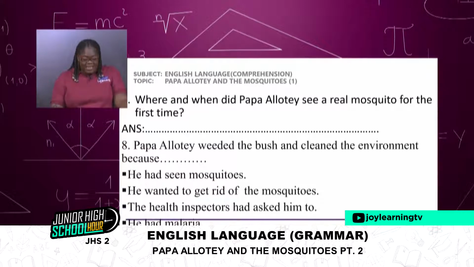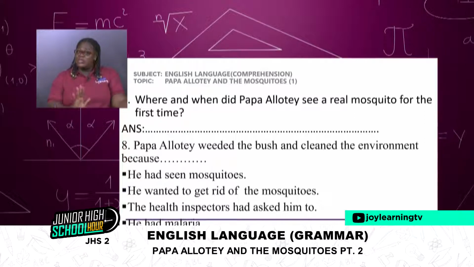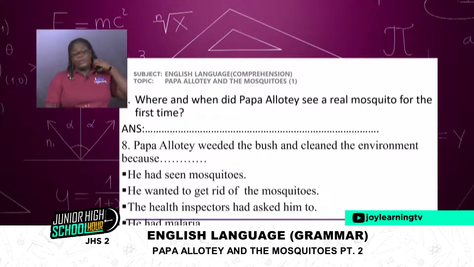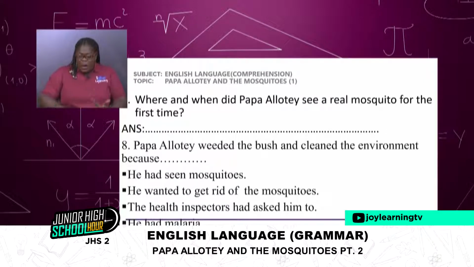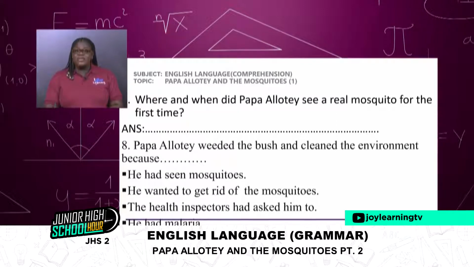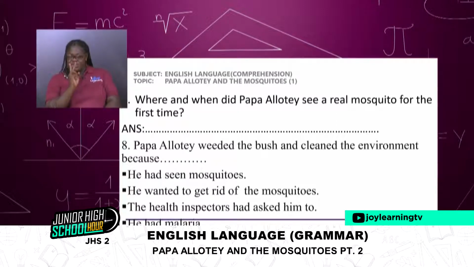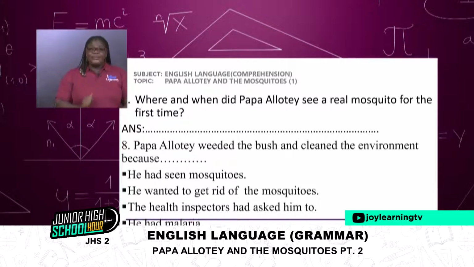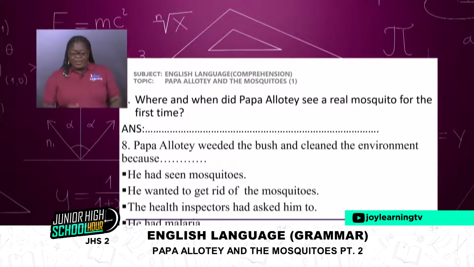Number 7, I think I left these 2 for you to answer. Auntie Jackie has done well by answering the first 6 questions for you, so you have no cause to complain at all. So number 7, where and when did Papalo see a real mosquito for the first time? These are 2 questions in one.